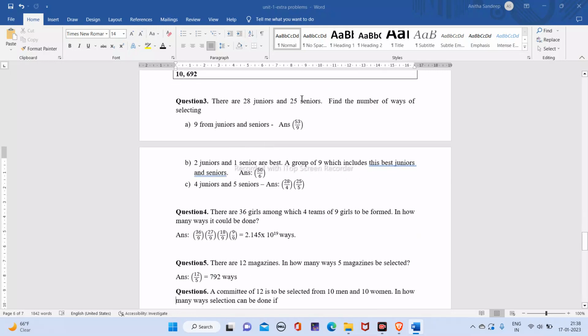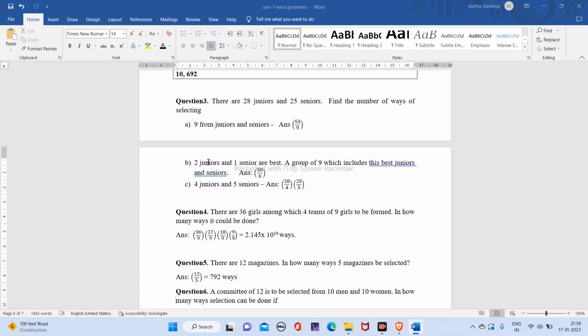Next, there are 28 juniors and 25 seniors. Find the number of ways of selecting 9 from juniors and seniors. Totally there will be 53 people, out of which you have to select 9 juniors and seniors. So it is 53 choose 9. It is not a slash. Please correct this.